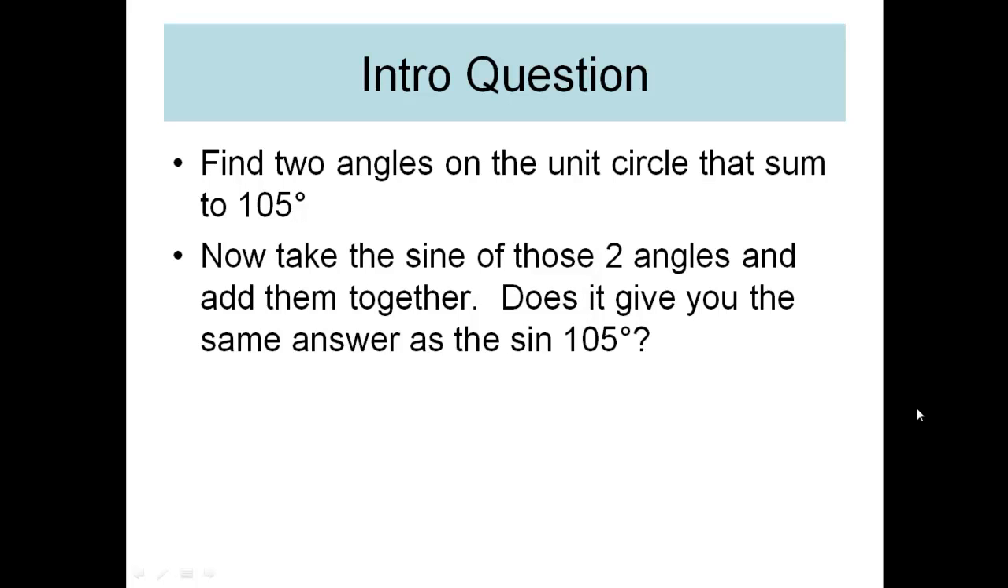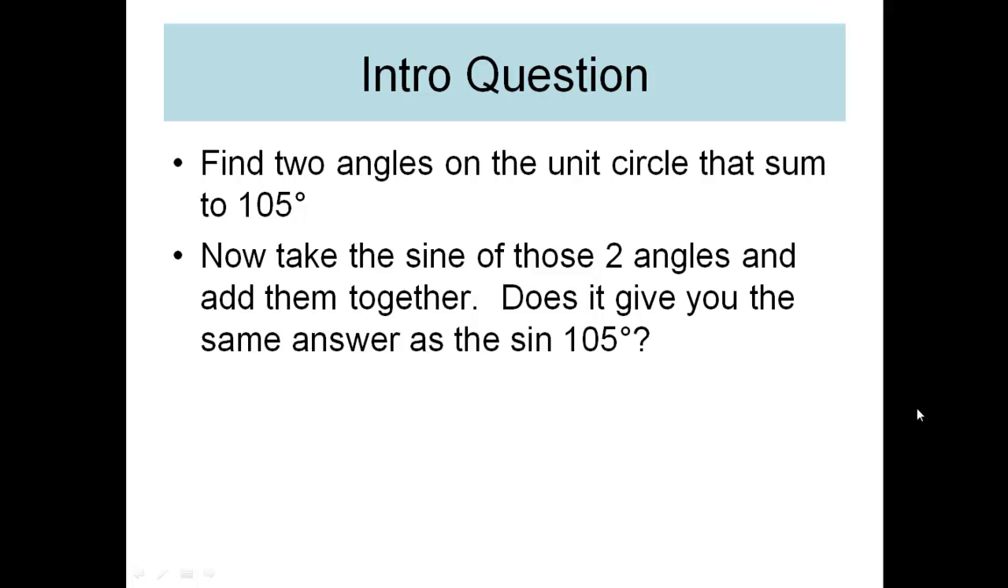Find angles that are not on the unit circle using the exact values. So let's look at this introductory question. Let's say we want to find two angles that are on the unit circle that sum to a value of 105. You could probably think of a couple examples. The easiest ones I think of are 60 and 45. 60 plus 45 is 105.